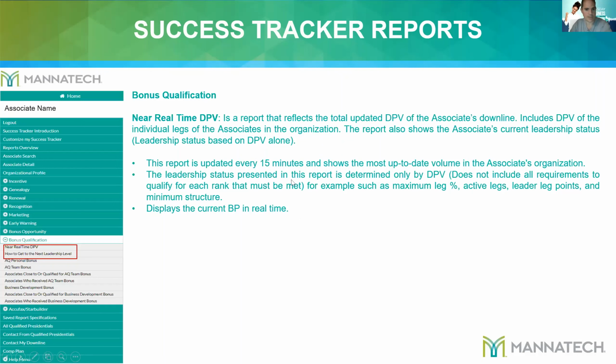The leadership status presented in this report is determined only by DPV. It does not include all the requirements that must be met to qualify for each rank, such as maximum leg percentage requirements, for example the 60 and 65%, the active legs, leader leg points, and minimum structure. It displays current BP in real time.